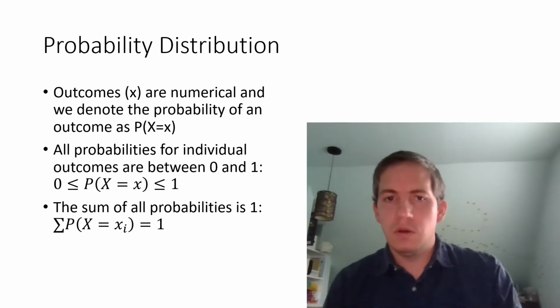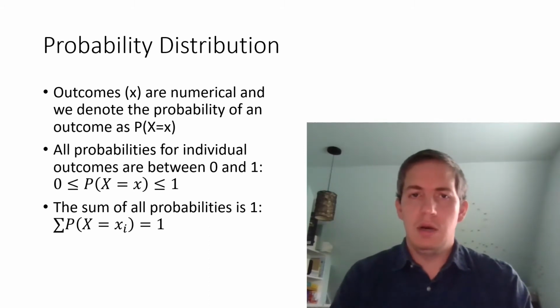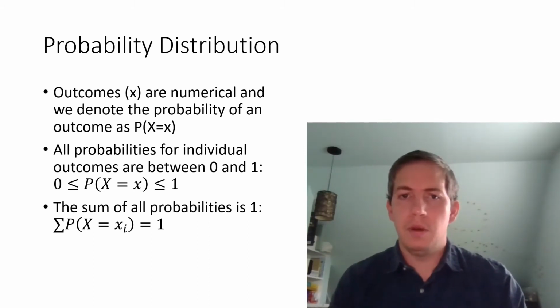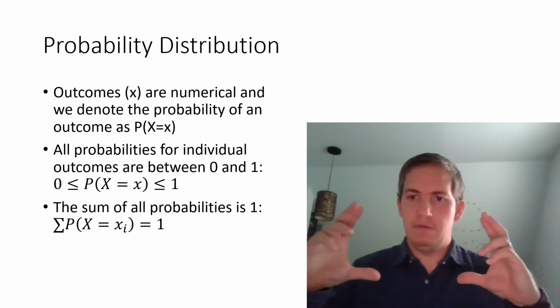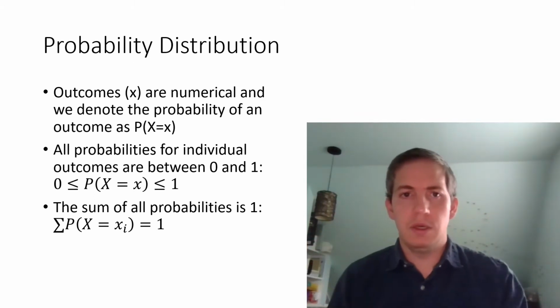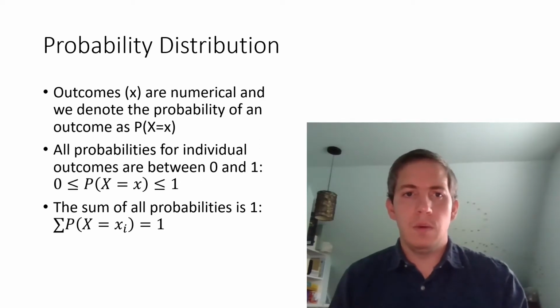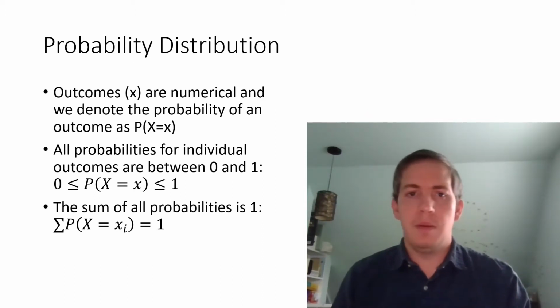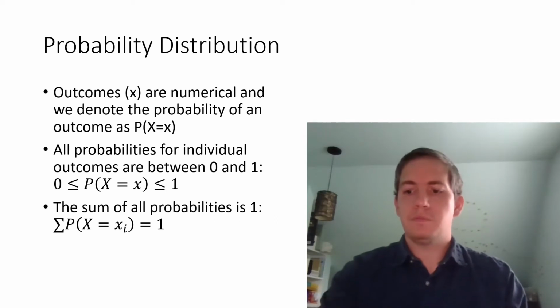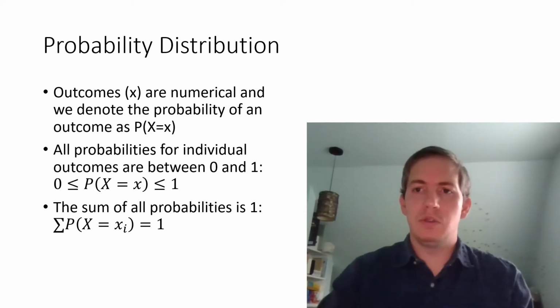So the outcomes are denoted with these lowercase x's, and they're numerical, and when we want to talk about the probability, we set the capital X equal to the small x. All the probabilities have to be between 0 and 1. That's just like any probability experiment. And the way we can write that is that if I talk about each individual probability, I set it between 0 and 1. And if I add up all the probabilities, I'm supposed to get 1. All right, so that's what a probability distribution is supposed to look like.